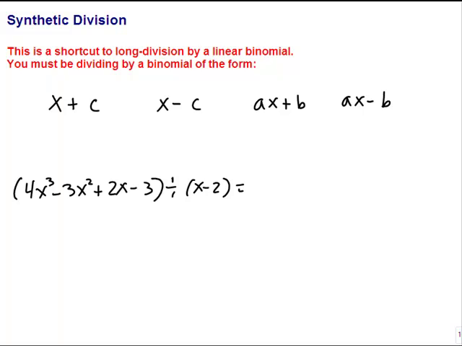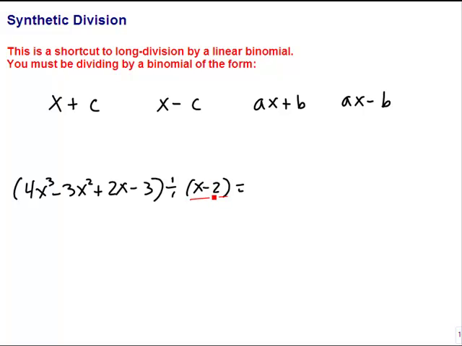Synthetic division is a shortcut that we use instead of long division, but it can only be used in very special cases. You can only use synthetic division if you are dividing by a linear binomial. That means you need to be dividing by something with x to the first power in it. For example, in this example, we've got 4x cubed minus 3x squared plus 2x minus 3, but what we're dividing by is x minus 2, and that's an x to the first power, so it's a linear binomial.